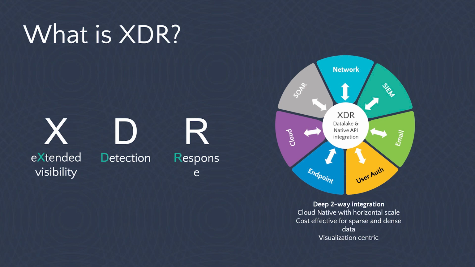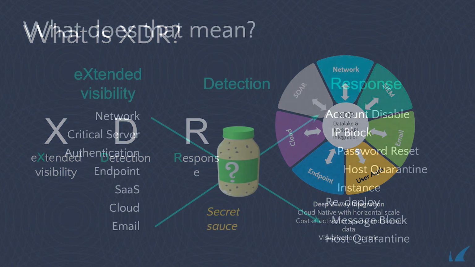For people who live in the security industry, they know what it is. But for people who don't, this is extended visibility detection and response. This is a single pane of glass for all of the security silos to work in a cohesive fashion. It's just a collection of tools and technologies. So what does that mean?